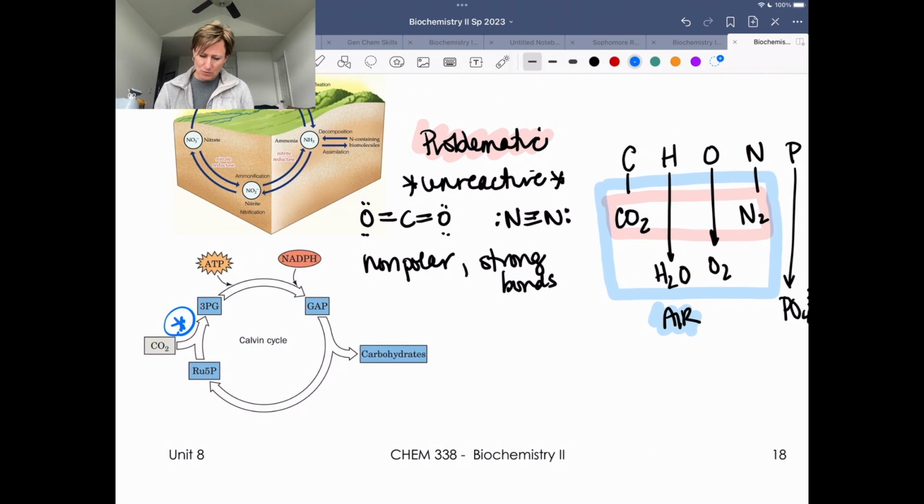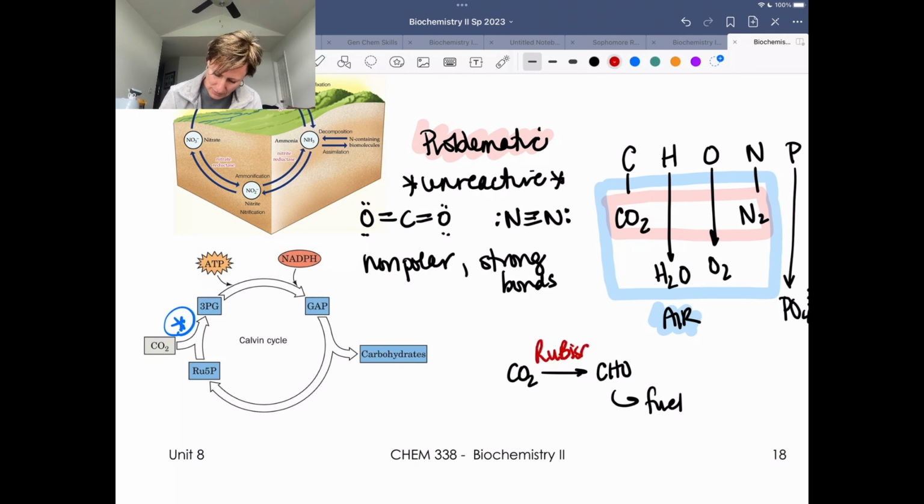So thinking about what's happening here, we're going to have carbon dioxide that we have in the air, and we're going to be making it into carbohydrates that are fuel. Okay, the enzyme responsible for doing this is Rubisco. And so we would not be able to have fuel in our life if we didn't have plants that were able to fix carbon dioxide as fuels using the enzyme Rubisco.